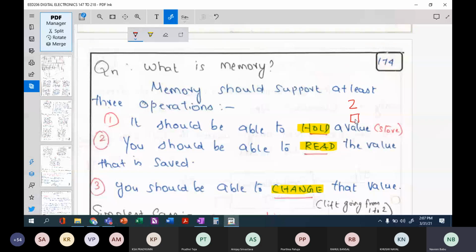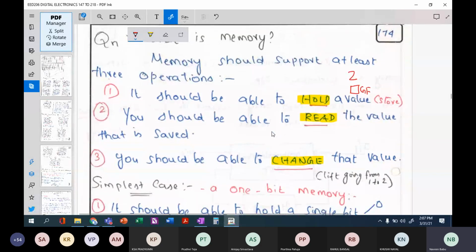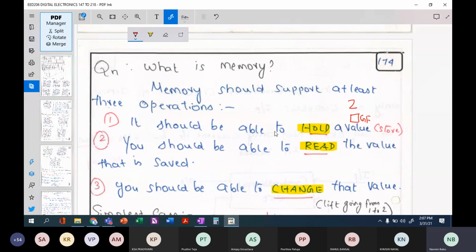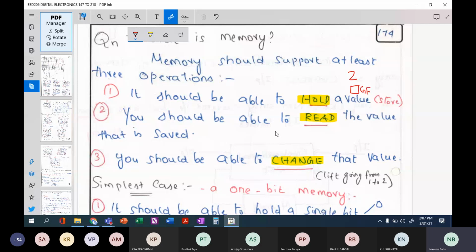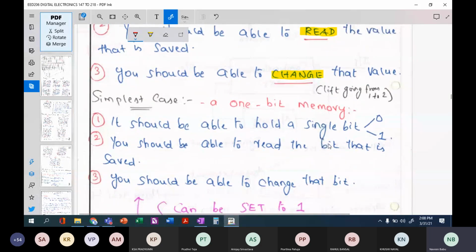Now, for the sake of digital electronics, let us consider the simplest case of a 1-bit memory. So what do we mean by 1-bit memory? Again, it must satisfy all these characteristics. First, you must be able to store the bit. So what are the two values that your 1-bit memory can store? It can either store 0 or it can store 1. You will be able to read the bit also, and at the same time you will be able to change the bit.